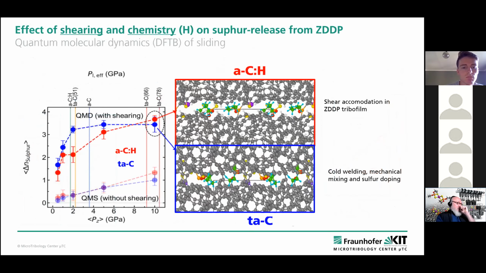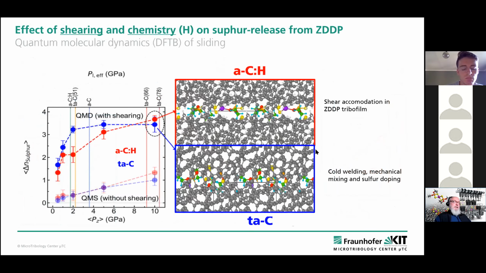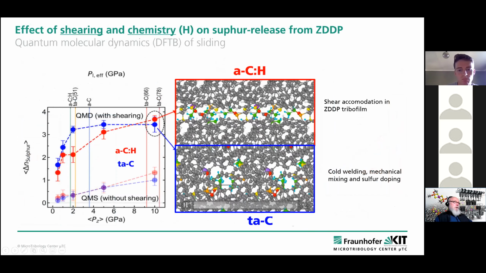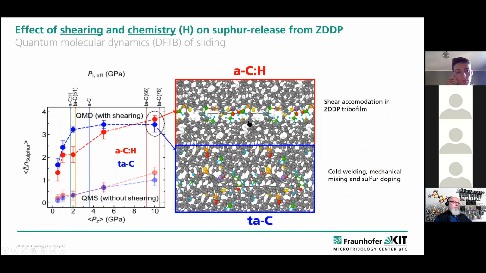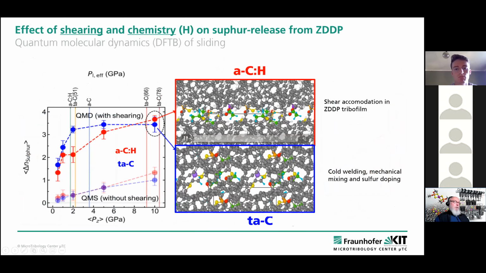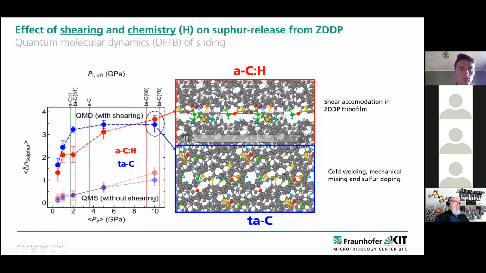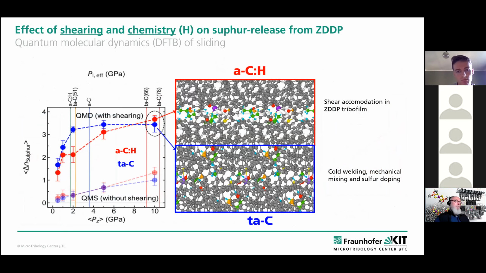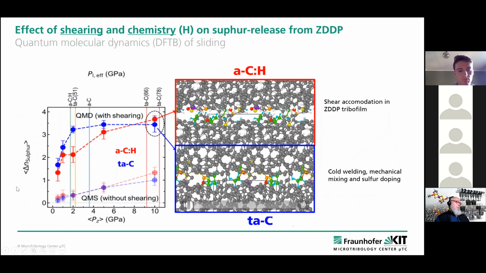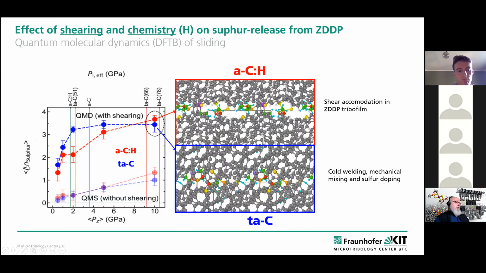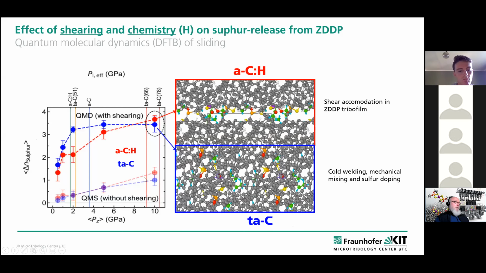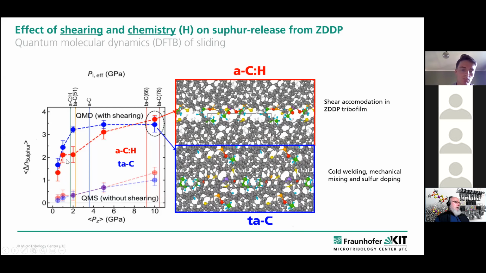Now, we are a little bit skeptical if quasi-static pressing is just enough. So we also did quantum mechanical sliding simulations. Here are two examples of that, where we did the same protocol. We approached both surfaces, but then we did sliding at 300 Kelvin, and we separated them again. And again, we can calculate the number of sulfur atoms transferred to the coating. Here is the previous result from the quasi-statics. And here is now the shearing.